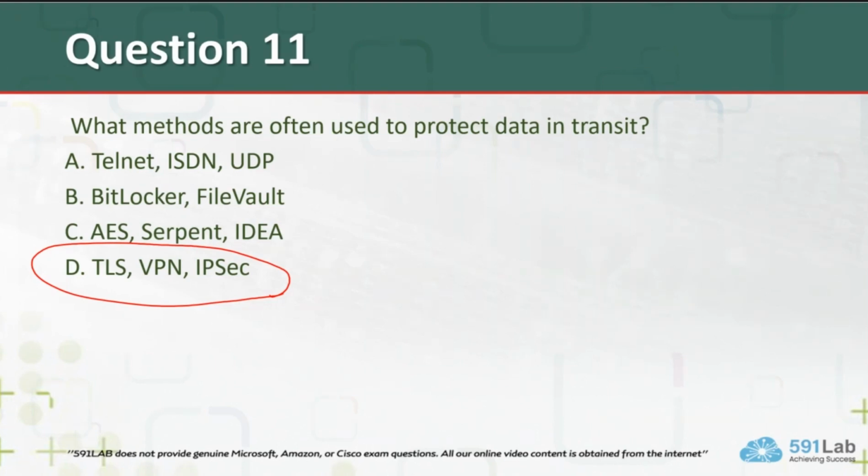AES, Serpent, and IDEA, all of these are symmetric algorithms. Telnet, ISDN, and UDP are all protocols. BitLocker and File Vault are used to encrypt data at rest, but they are not protecting data in transit.